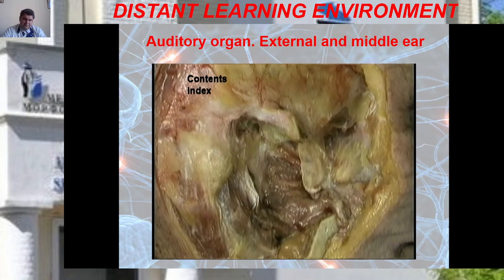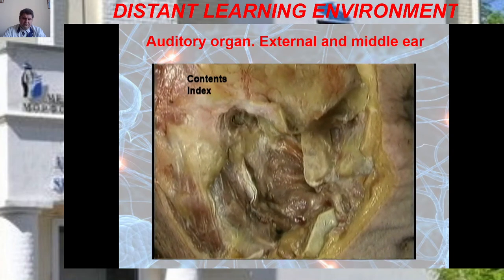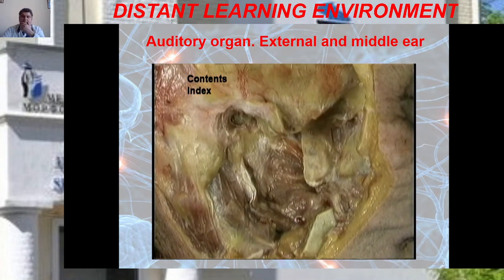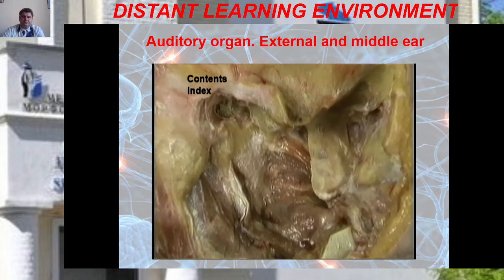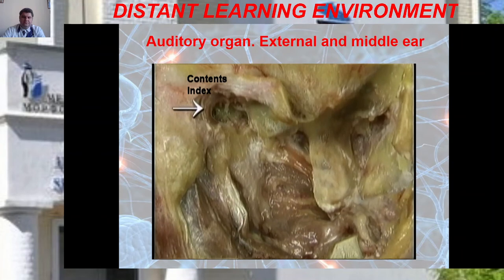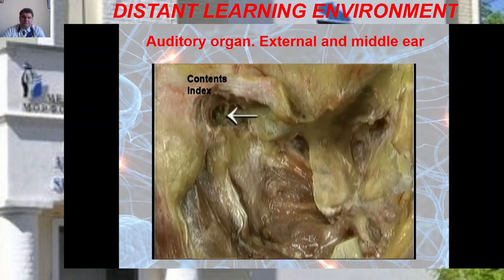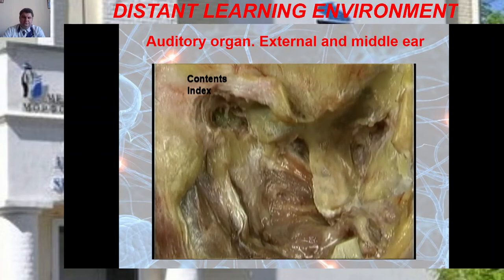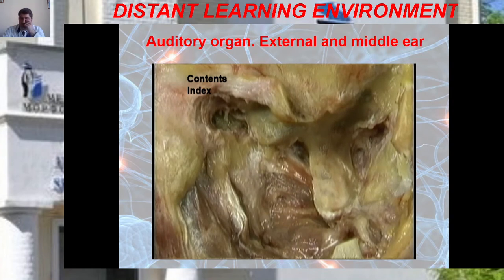In this deep dissection of the infratemporal region, we've removed the zygomatic arch, the ramus of the mandible, and all the muscles of mastication. The external auditory meatus and the tympanic cavity have been exposed, as in the previous dissection. Here's the lateral pterygoid plate.